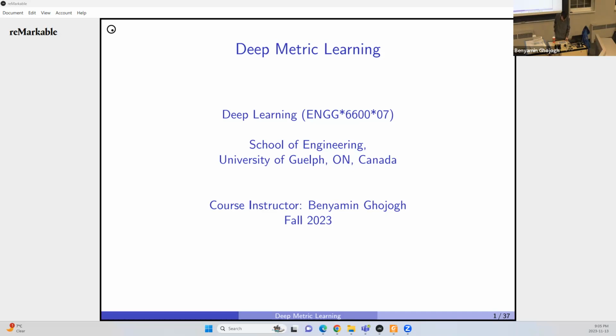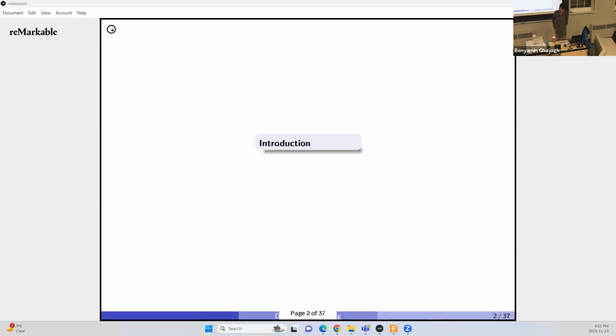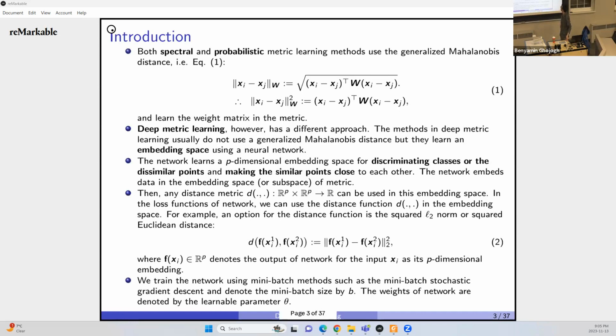So deep metric learning. By the way, the sequence processing is finished with deep learning. We talked about it. Now we move on to other topics. So metric learning can be divided into three parts: spectral metric learning, probabilistic metric learning, and deep metric learning, or neural network based deep metric learning.